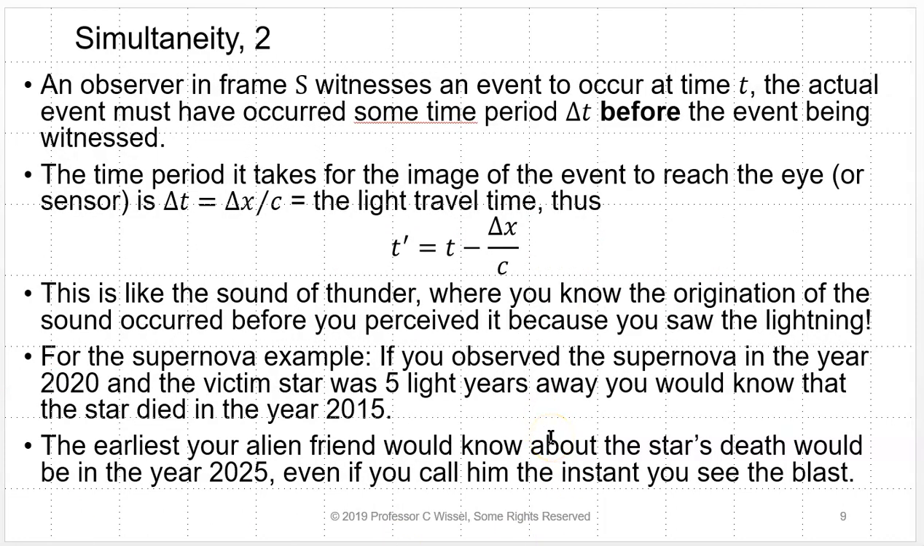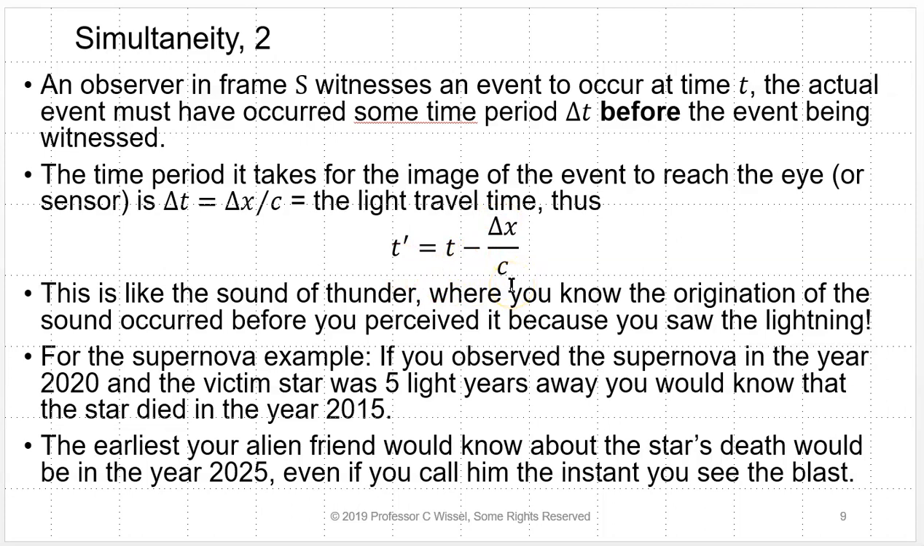Now, an observer in frame S witnesses an event to occur at time t. The actual event must have occurred at some time period delta t before the event being witnessed. That's that light travel time thing. The time period it takes for the image of the event to reach the eye or sensor is delta t equals delta x over c. That's the light travel time. Delta x is the distance between you and the event. So in the supernova example before, for you, delta x is 5 light years. And since the speed of light is 1 light year per year, that delta x over c would be 5 years. That's the delta t. Thus, t prime equals t minus delta x over c.